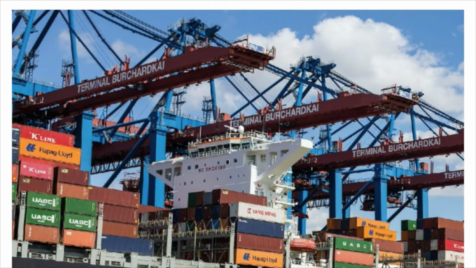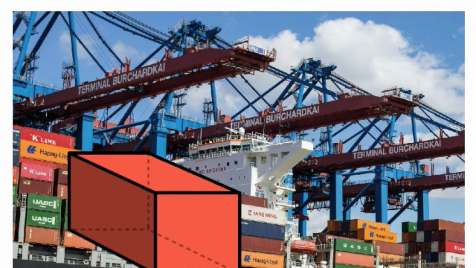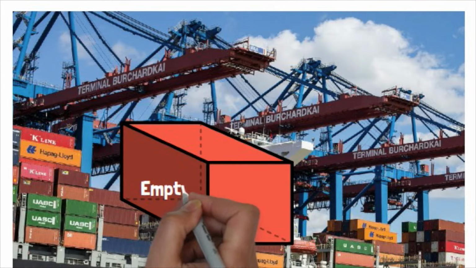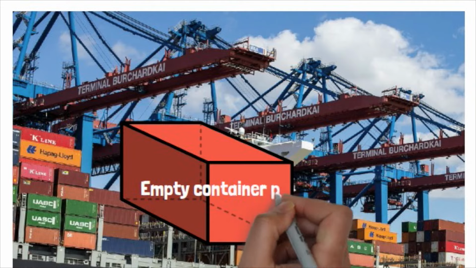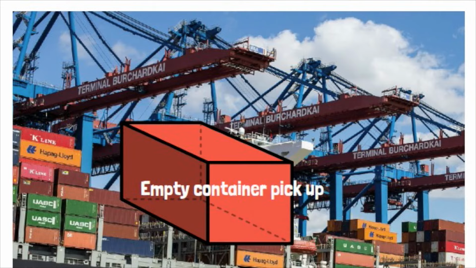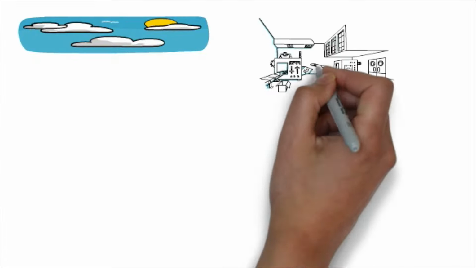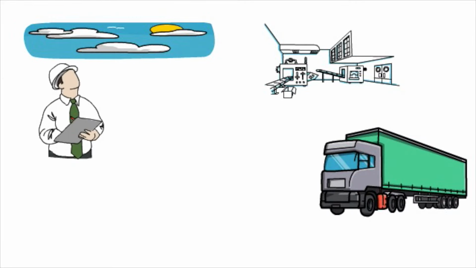The forwarder will pick up an empty container. We pick up an empty container one day before loading. Carefully checking the container is very important, so our driver will check the container quality. Then the trucking company delivers the container to the factory to pick up cargo. The container is delivered to the supplier's factory.